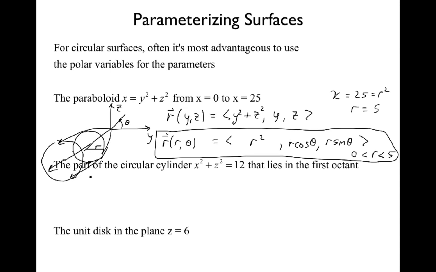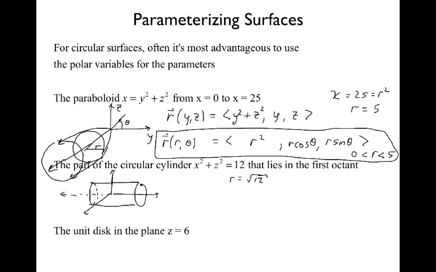Okay, what about this? The part of the circular cylinder that lies in the first octant. So let's sketch that circular cylinder. Okay, and it has a radius of what? Square root of 12. Now this is a cylinder, it's circular, so we've got to think about what two parameters are going to be able to define this cylinder, right?